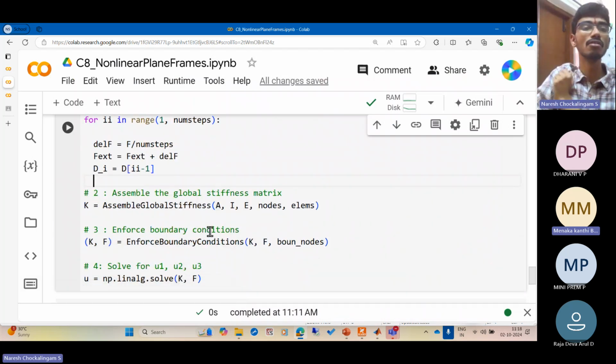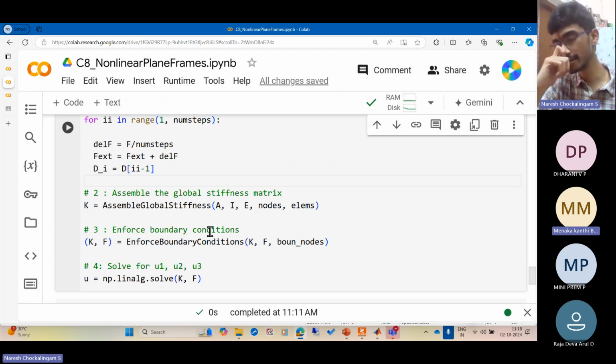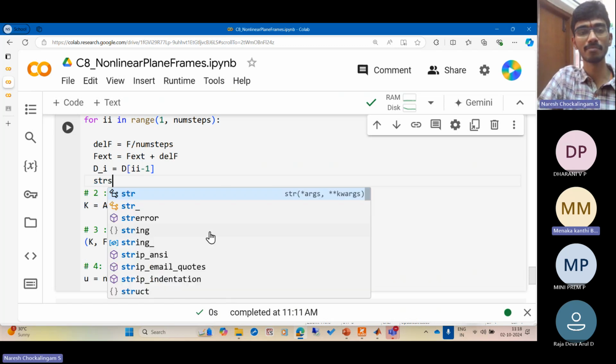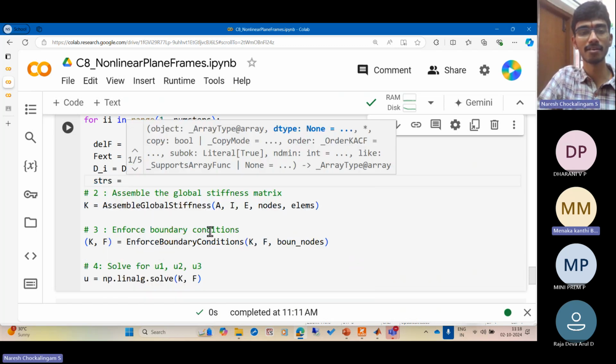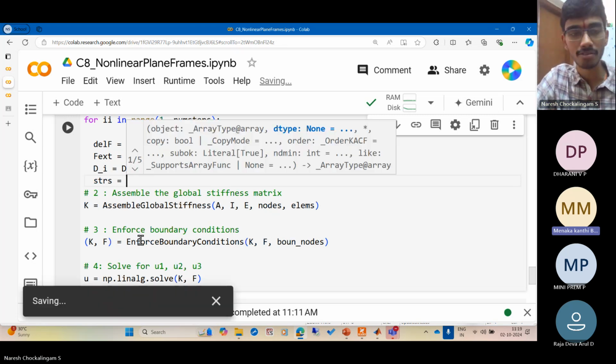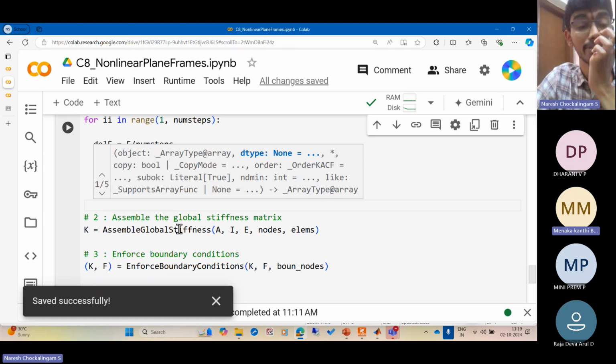Now I also need a stress. For computing the geometric stiffness, I also need a stress vector. Because I'm using force here, let me call it stress vector. So why do I need a stress vector?